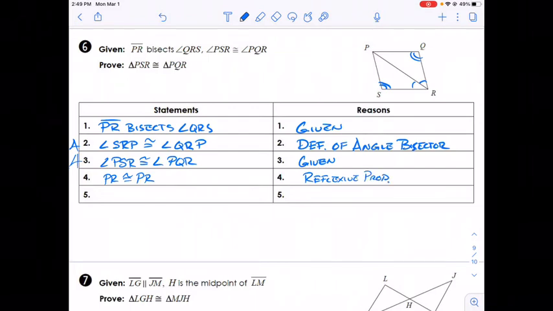Now, because PR bisected angle QRS, and these two are congruent, these were not flip-flopped figures in here. Okay, so that's why by the reflexive property it didn't swap places. The letters didn't interchange. All right, so now we have enough to prove our triangles congruent. So triangle PSR is congruent to triangle PQR, and that is by, once again, angle, angle, side.